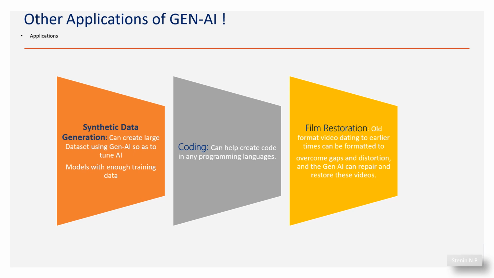Gen AI is used for this. Coding can help create code in any programming language: Java, C, C++, Python. You name the program, you can have the code in a couple of seconds. Film restoration: old video formats dating to earlier times can be reformatted to overcome gaps and distortions, and Gen AI can also repair and restore these videos. A huge amount of restoration of these old films can be helped.